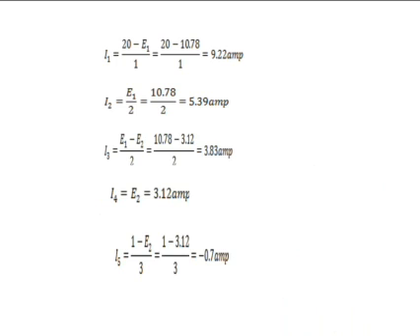Once the voltages E1 and E2 are known, we can calculate all the branch currents, that means I1, I2, I3, I4 and I5. So I1 equals 20 minus E1 divided by 1. That is dependent upon the direction of the current. The 20 volts is higher potential when compared to E1. So 20 minus E1 divided by the resistance 1, 20 minus 10.78 divided by 1, equals 9.22 amps.